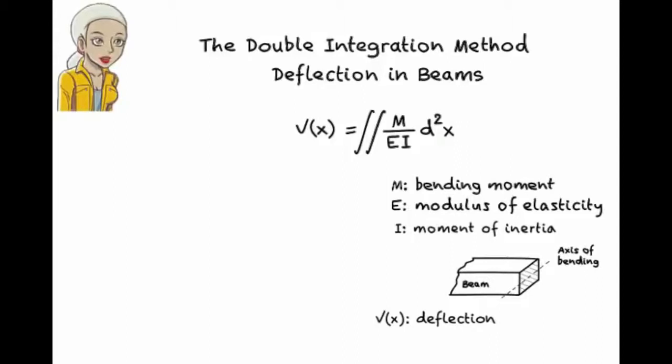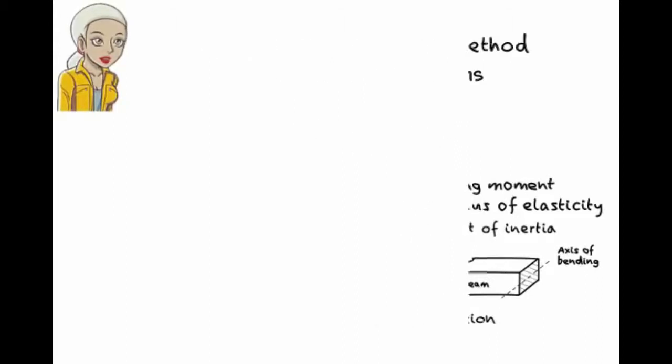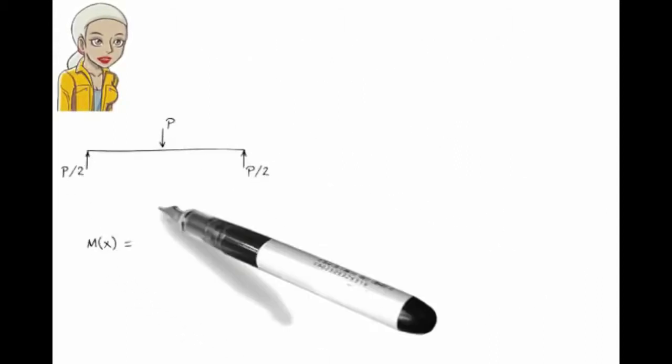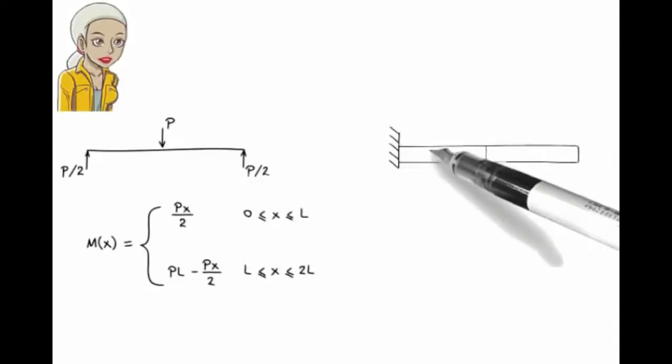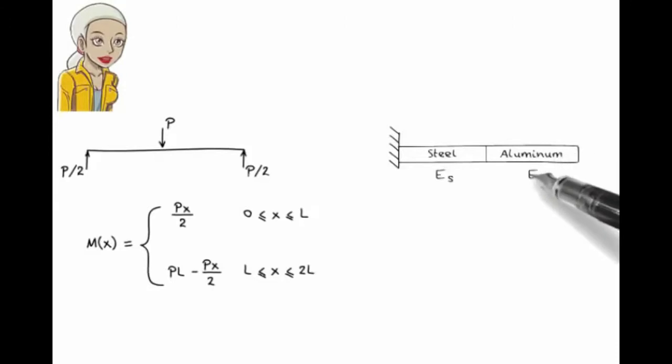What if more than one equation is needed to represent bending moment in the beam? How do we handle the integration of a piecewise continuous moment equation? Or what if the beam is made of several materials? If the modulus of elasticity is not constant, how do we handle two or more E's in this integration problem?